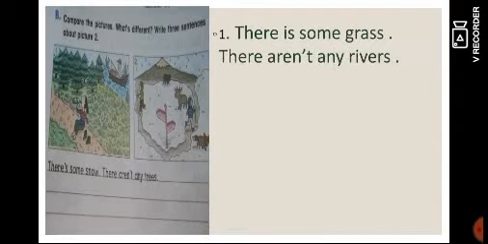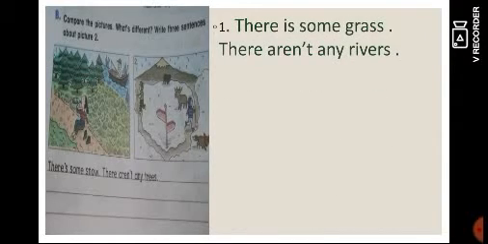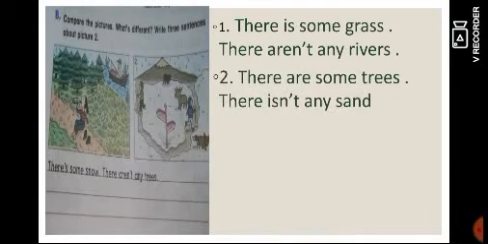Compare the pictures. What's different? Write sentences about the pictures. Okay? Number 1, there is some grass, there aren't any rivers. Number 2, there are some trees, there isn't any sand.